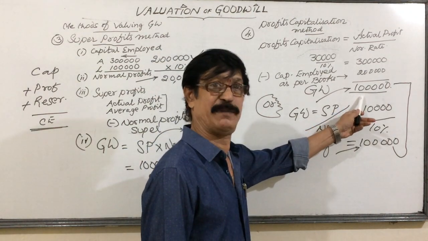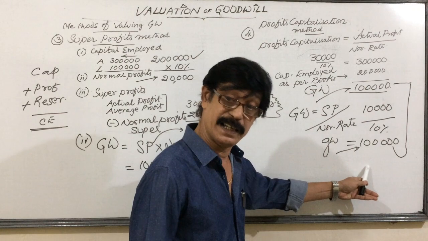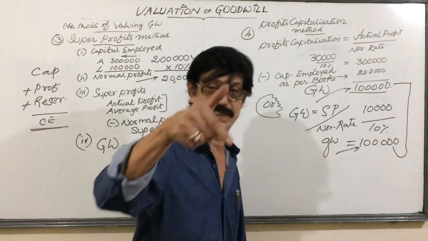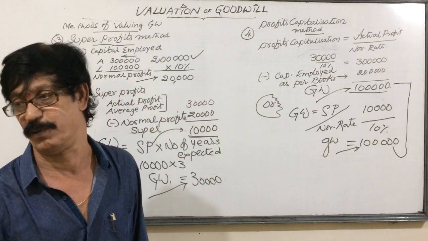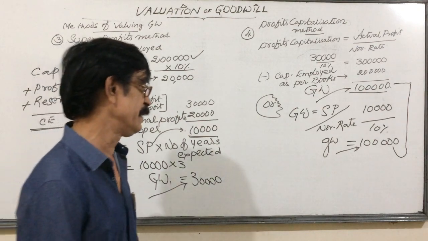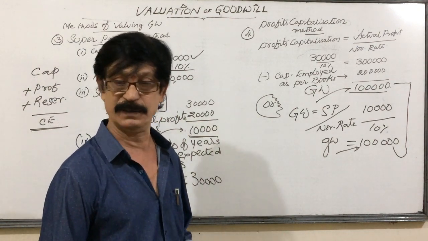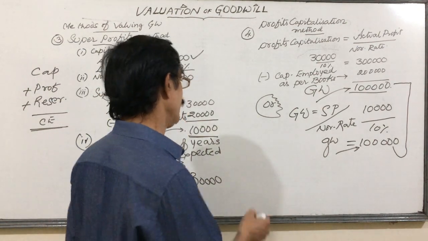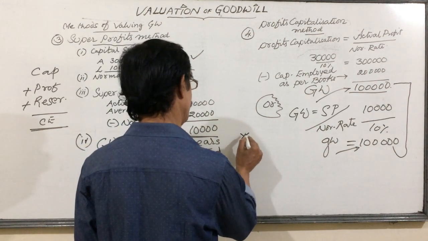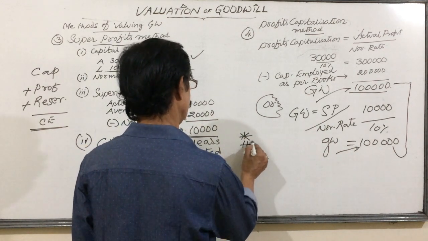This is the capitalization method. This is capitalization of super profits. Well, my dear students, in the partnership topic, one more goodwill is there. What is it called? Hidden goodwill.